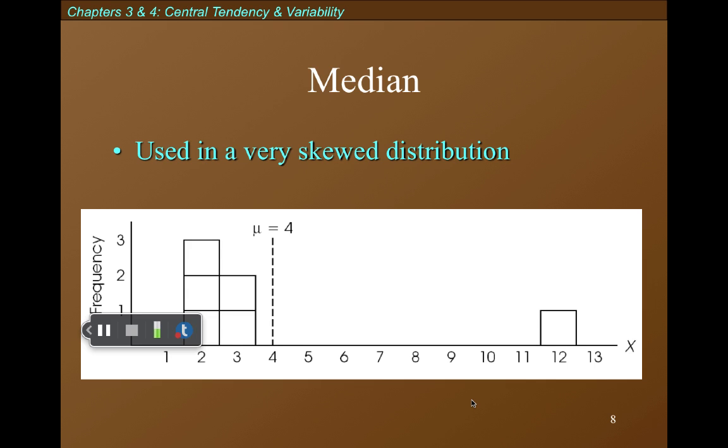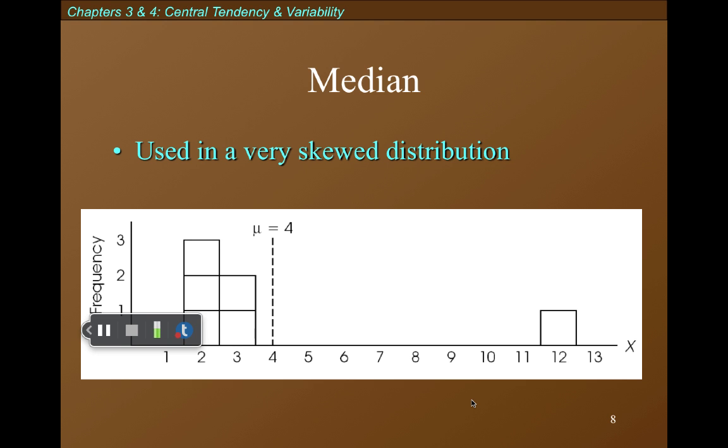Okay, the median is not used as frequently as the mean, but sometimes we use it, especially in a very skewed distribution. And a skewed one is one where most of the scores are at one end or the other. So in this one, the mean is 4, but no one even scored a 4. So the median score is going to be the middle point in the distribution. And so sometimes the middle point in the distribution is a little bit more descriptive than the mean. The median just means that half the scores are above it and half the scores are below it.